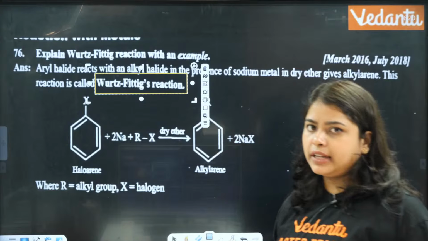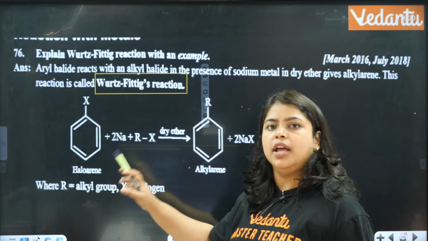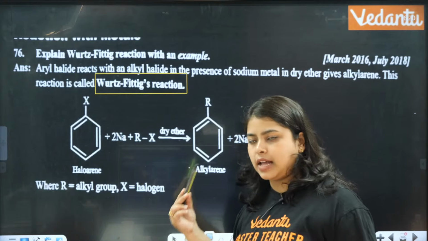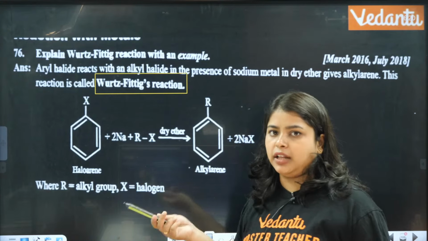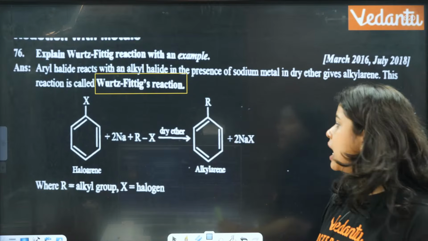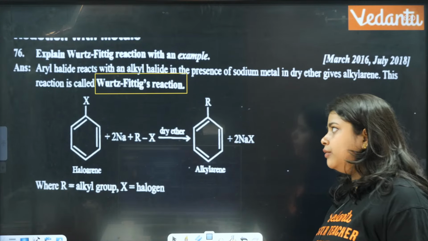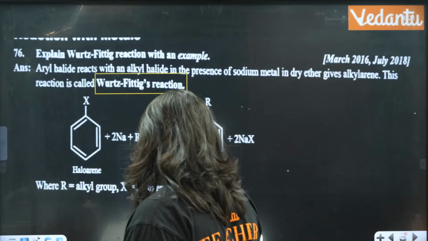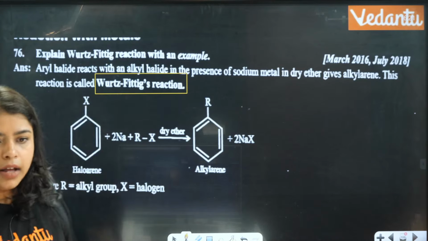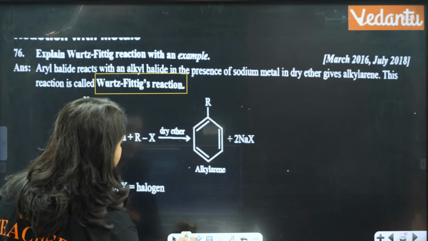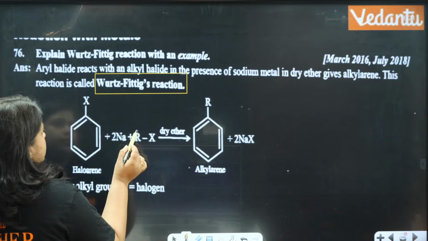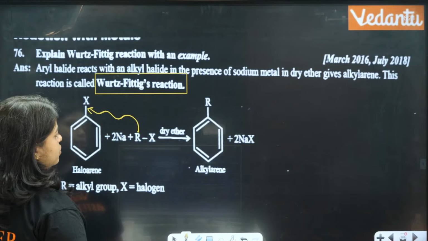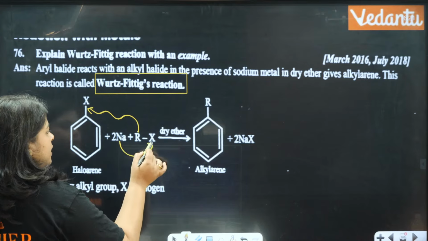Clear? They have taken a haloarene in the presence of sodium and an alkyl halide, that is also called RX, in dry ether. In the presence of dry ether, we are going to get what? Alkyl arene. Clear? This R is going to attack here. Sodium will be attached.